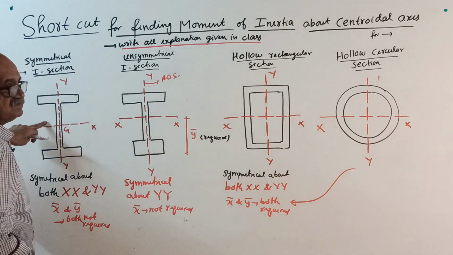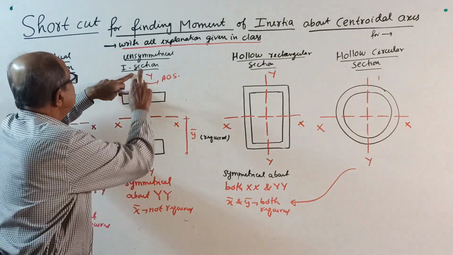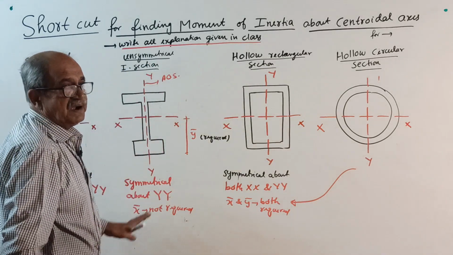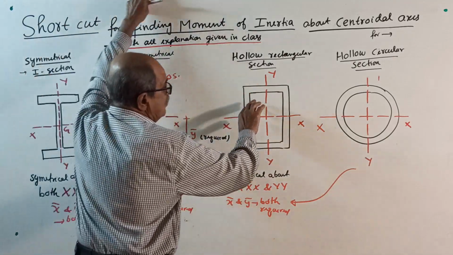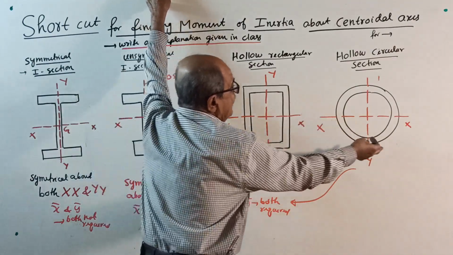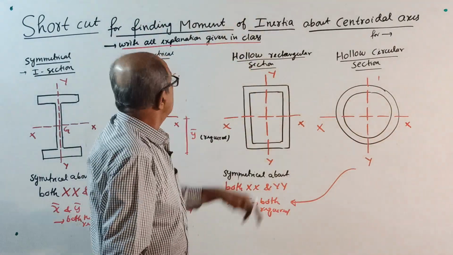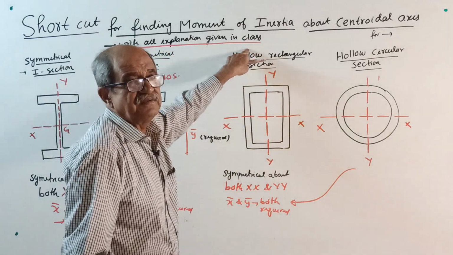Symmetrical I section, asymmetric, or I call it unsymmetrical I section, but conditions are there. These are already over. Now, furthermore, hollow rectangular section and hollow circular section. Now, write all the explanation given in the class.